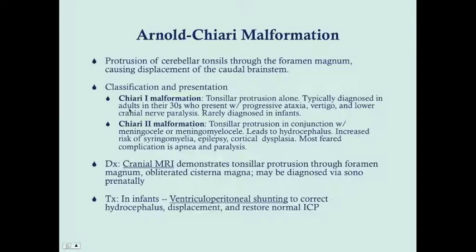If you're talking about adult medicine, the Chiari-1 malformation is what you're concerned about, because this Chiari-1 malformation tends to present in adults in their 30s who have hitherto been asymptomatic, and now they're coming in with progressive stumbling and vertigo and difficulty swallowing, lower cranial nerve paralysis, and so forth. This is rarely diagnosed in infants. Chiari-2 malformation, that's that Chiari malformation that occurs in association with meningocele or meningomyelocele.